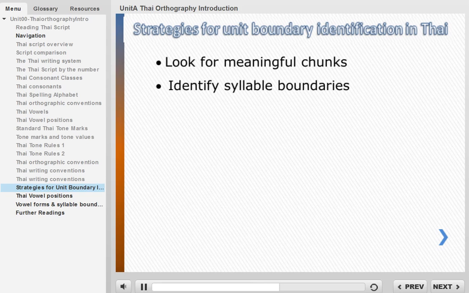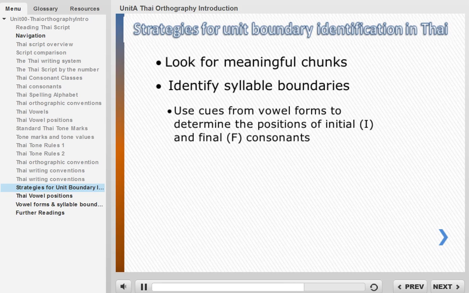Recall that each vowel form in Thai has its own fixed position in relation to the initial consonant, with a fixed position for the final consonant if allowed as well. Therefore, these can be used as cues to identify a syllable unit. Let's try out this strategy.